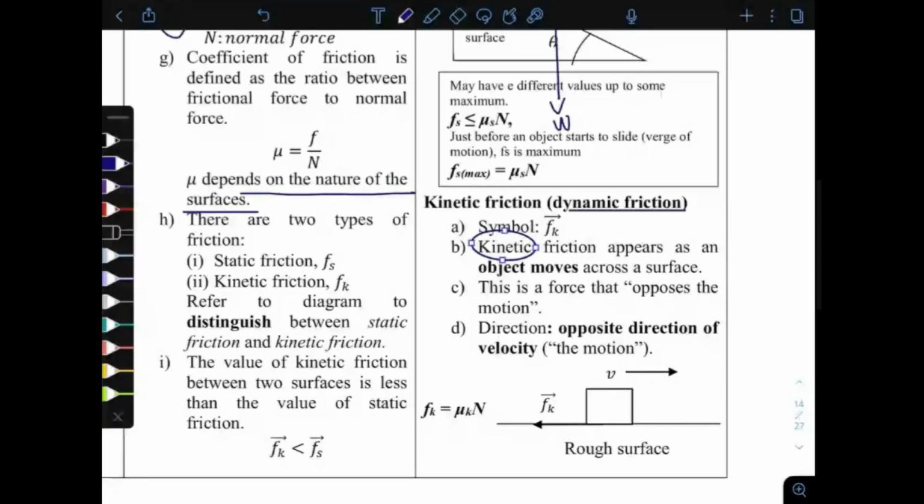This force opposes the motion. Konsep dia sama saja. Dia nak cuba prevent the object from moving. So this is your rough surface. You have your object placed on the rough surface and you have velocity of the object to the right. Maka kita akan experience kita punya frictional force in the opposite direction to the velocity.